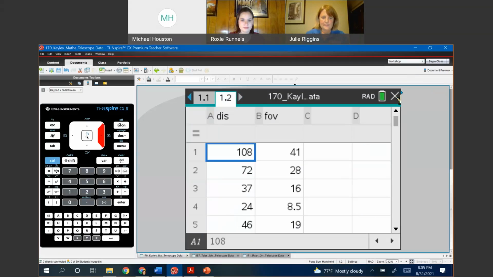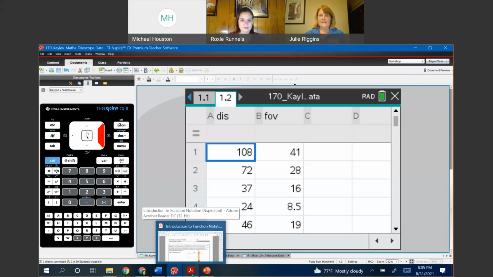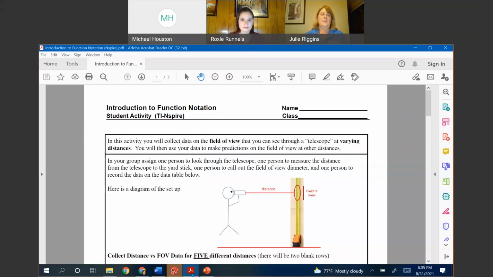And so, let me show you. You will get a copy of the handout at the end of the session. This handout is for the TI-Nspire. I said I was going to be demonstrating this with the TI-Nspire, but I do have a handout for the 84 as well. You could do the same activity with the 84.